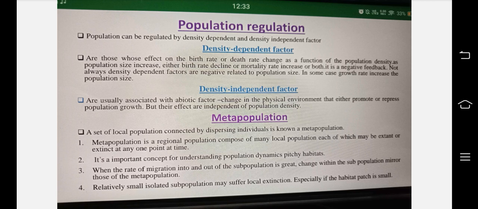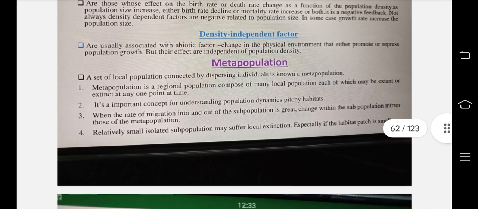Density-independent factors are usually associated with abiotic factors, changes in the physical environment that either promote or repress population growth, but their effects are independent of population density.